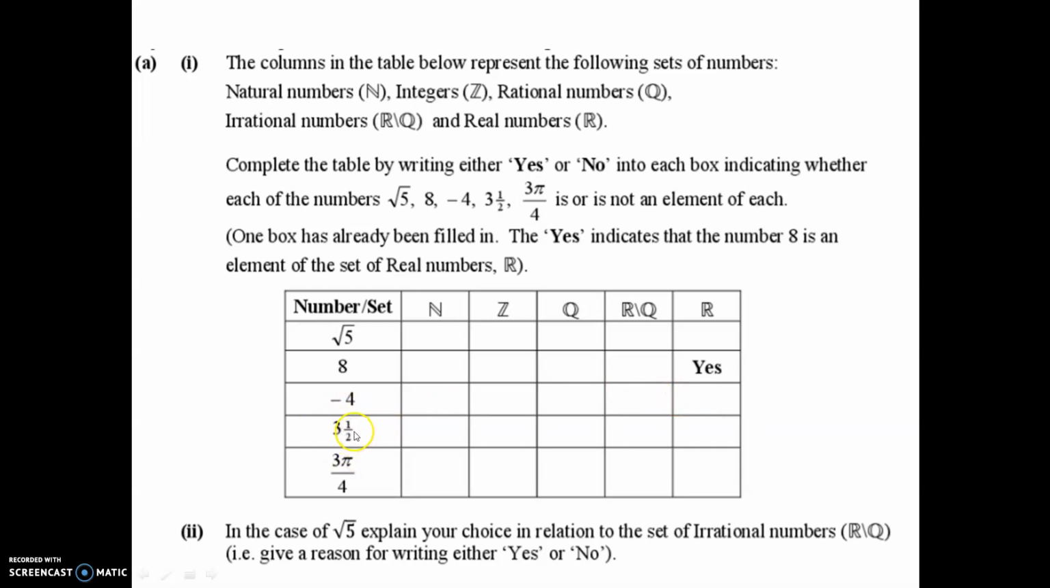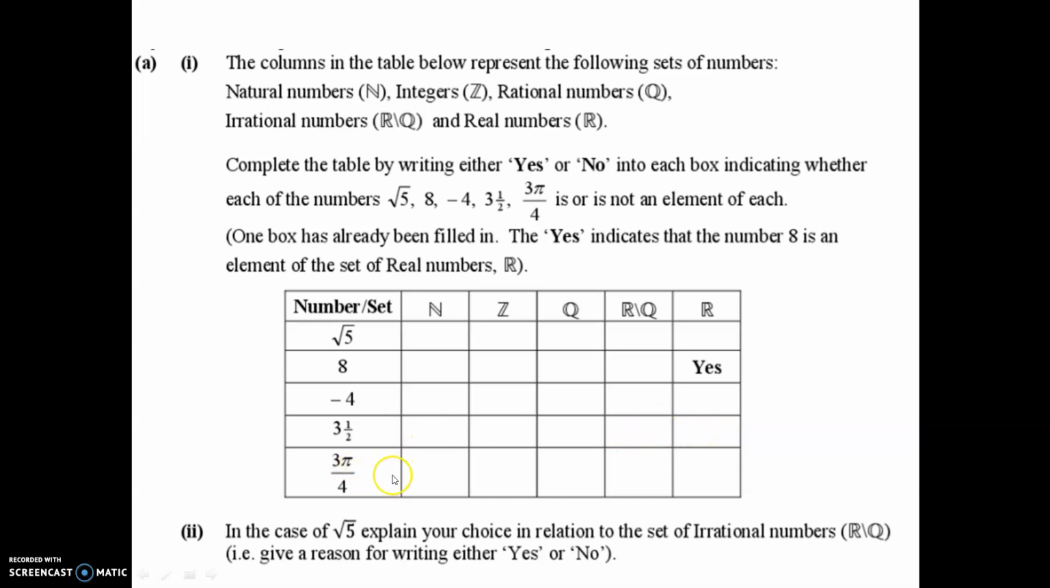3.5, you could rewrite that if you want as 7 over 2. If you put it into the calculator, it will tell you it's 7 over 2 if you're not too comfortable doing that. Not a whole number, so no to natural. Not a whole number, so no to integer. It's 7 over 2, so you can write it as a fraction, so that will be yes to rational, and then no to irrational. Yes to real numbers. Everything we're looking at is going to be a real number.